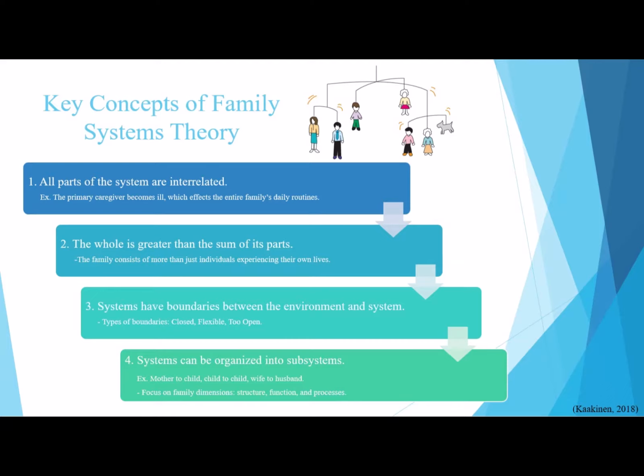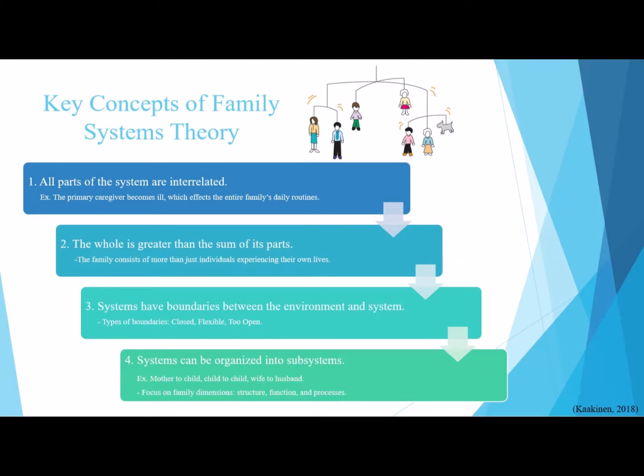The third key concept of family systems theory is that all systems have some form of boundaries between the system and its environment. Families have the ability to protect individual family members or the entire family by controlling the information and people that come into the family system. These borders that are made can be physical or imaginary. Boundaries can be closed, flexible, or too open.